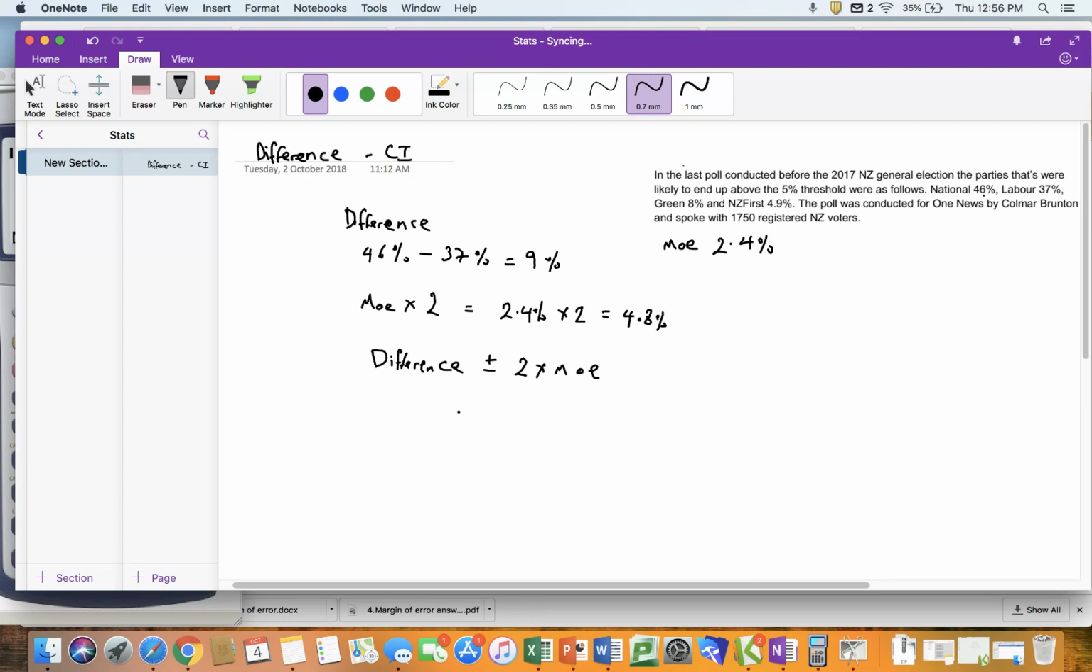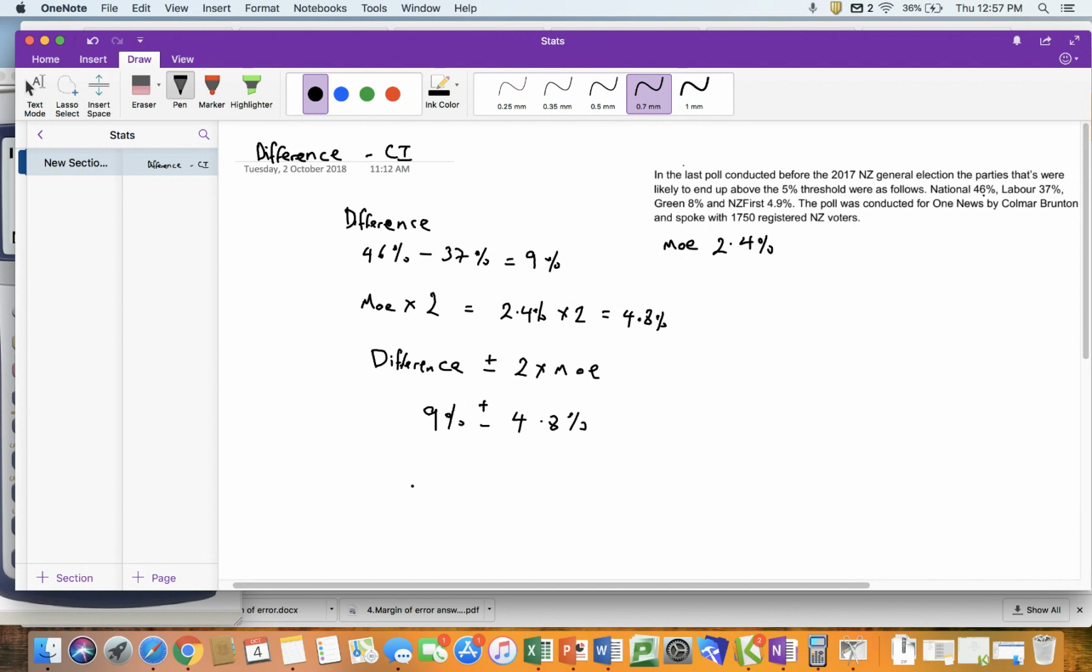Okay, and that's because if Labour were at their lowest value based on the margin of error and National were at their highest, then in effect that would be two lots of the margin of error. Whereas if National were at the smallest and Labour at their highest, that would in effect be two lots of the margin of error. So that's basically what we're doing. So my difference is 9%, and two lots of my margin of error are 4.8%.